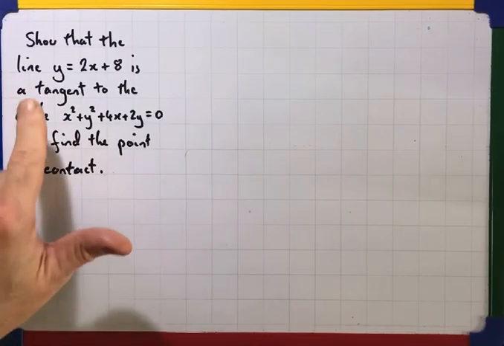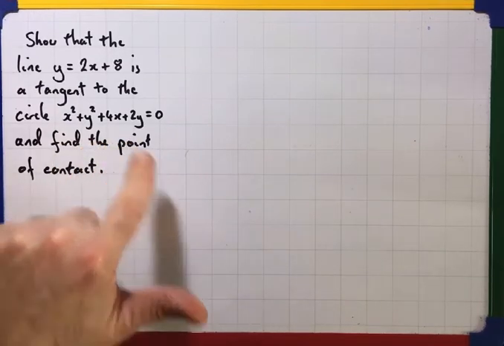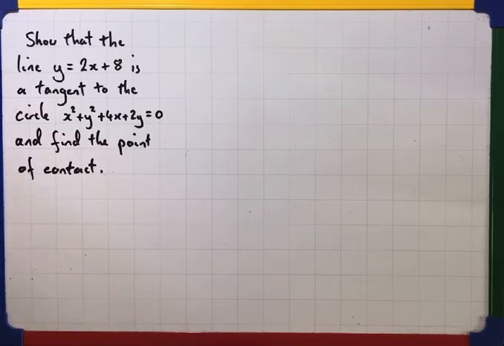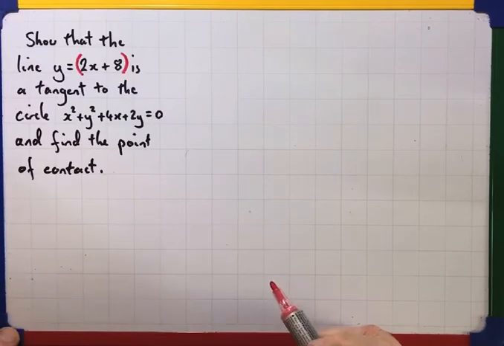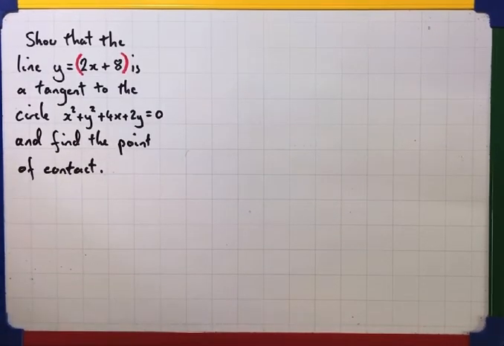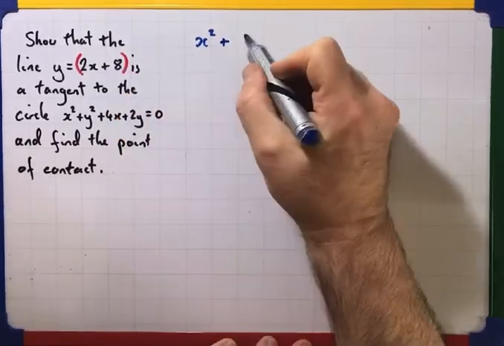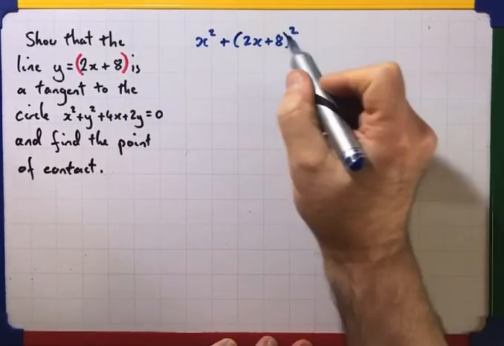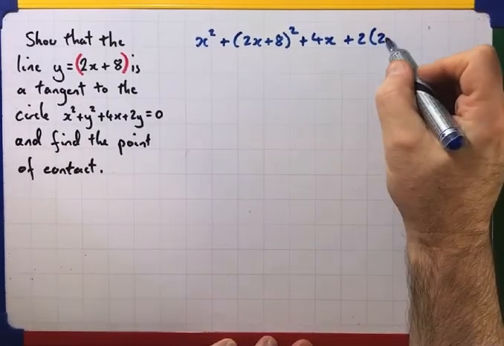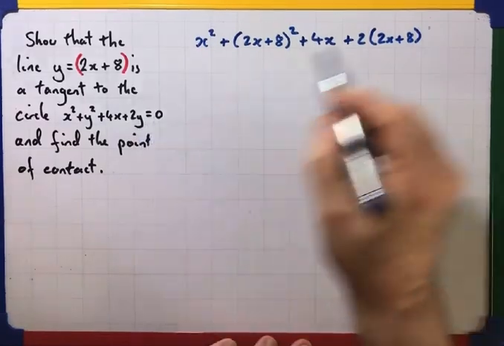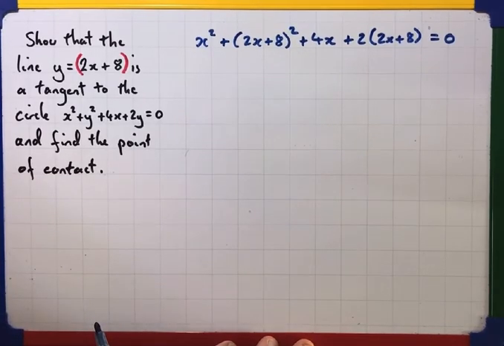Our first example says, show that the line y equals 2x plus 8 is a tangent to the circle x squared plus y squared plus 4x plus 2y equals 0 and find the point of contact. Now, it's set up nicely for substituting for y. So my first step is to substitute for y in the circle. So we've got x squared, that's fine. Instead of y squared, it's going to be 2x plus 8 squared, plus 4x plus 2 times y. Remember, we're using 2x plus 8 for y. There's no number term, so that's equal to 0. Okay, so that's the substitution. That's the first thing we do, substituting for y here.